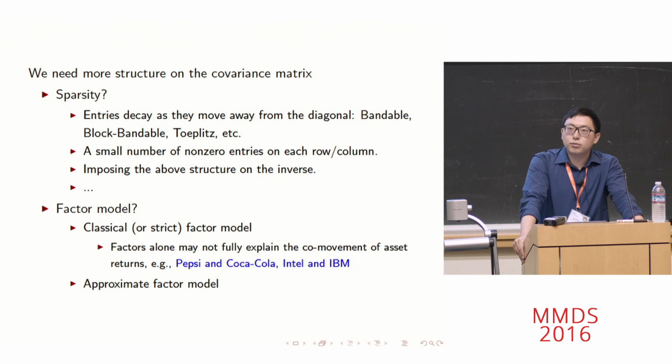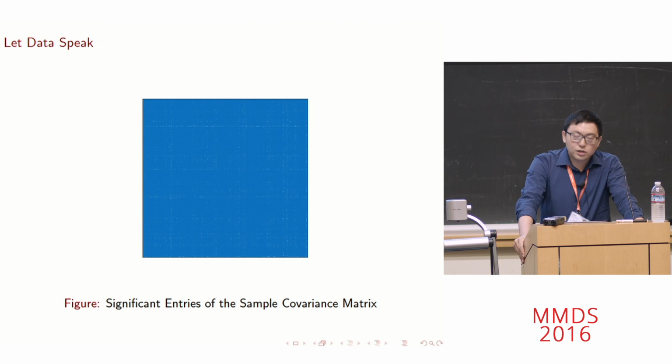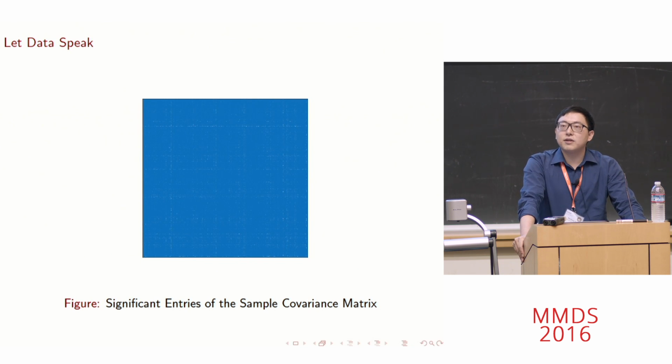So therefore, it is perhaps very important to think of approximate factor models, which do not require a strictly diagonal residual covariance matrix. To decide the assumption that we want to make about the data, why not let the data speak? Here, we plot the significant entries of the covariance matrix of 500 components within the S&P 500 index. By economic significance, I mean that the sample correlation is larger than 0.1.